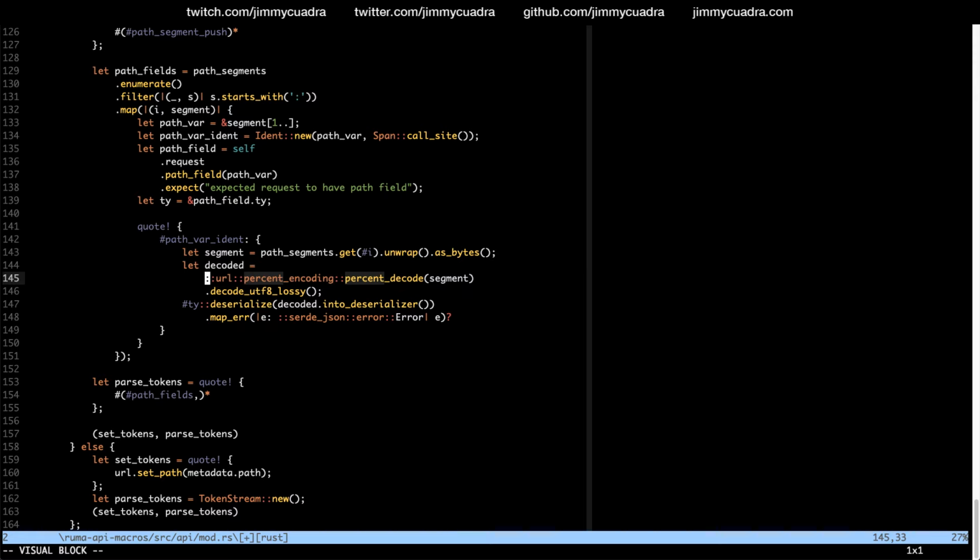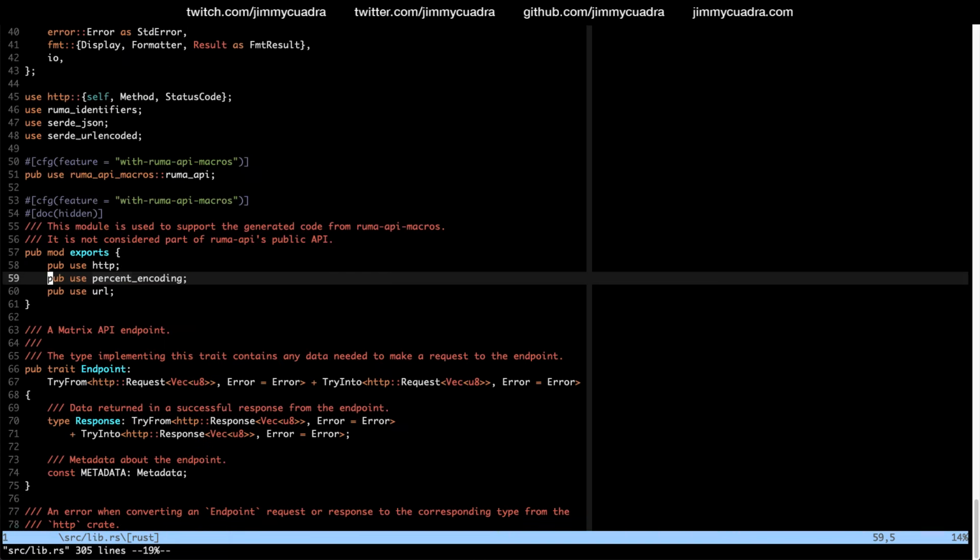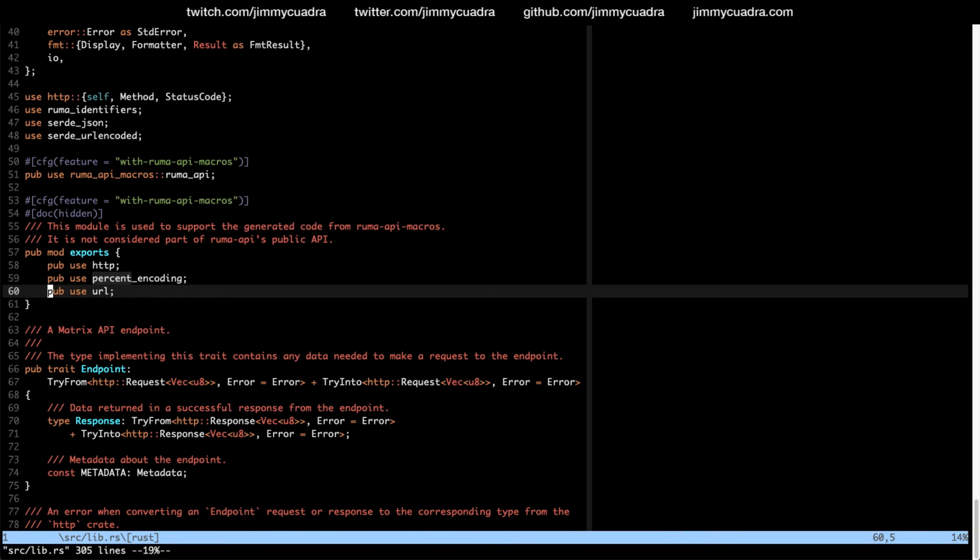So this used to be re-exported by the URL crate, but in URL 2.0, which was released about a week ago, this was removed, so you now have to rely on percent encoding. So we're now re-exporting this from Ruma API's exports module. So I'm going to have to do the same thing here. I guess this is the only place it occurs. So we're going to change this to Ruma API exports. No, percent encoding. And then the last one is URL itself, I guess.